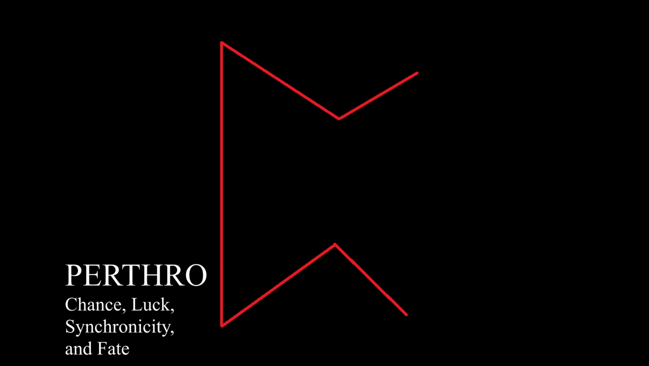The next rune is Pertho, the P rune. The key words for this are chance, synchronicity, luck, and fate. Now, when we're talking about chance and luck and fate, you are looking at odds. Fate is what has been dealt to you. Luck is how you can affect the random events in your life.